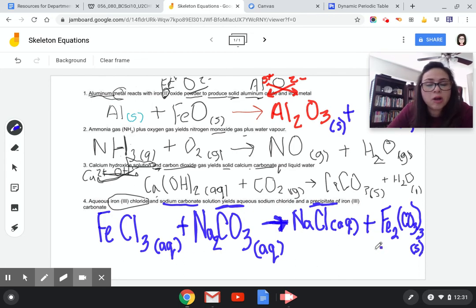So I hope this helps out as you guys work on these skeleton equations as we move forward into how we balance these equations. The skeleton equation is kind of the step prior to starting to balance equations. Okay? All right, have a good day. You guys take care. And I'm going to close this here.